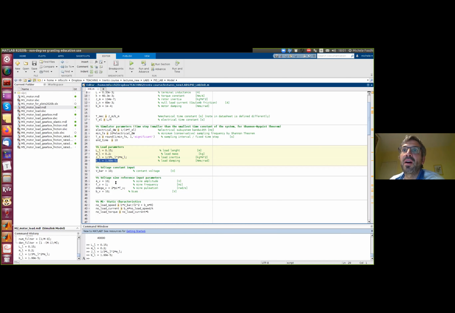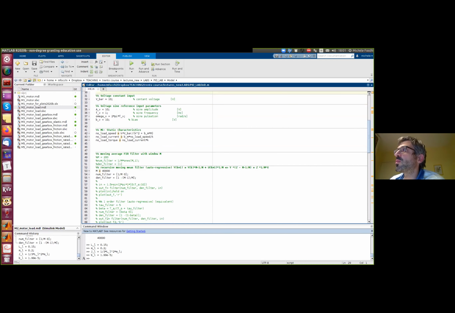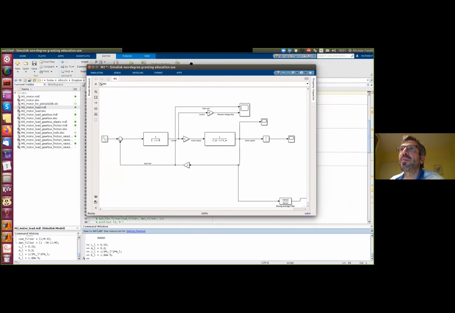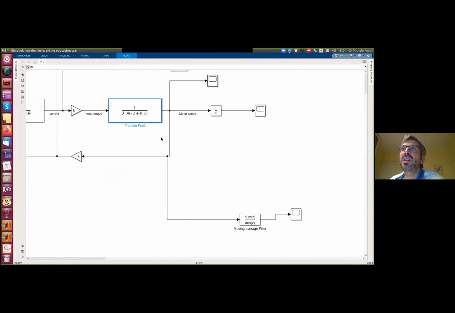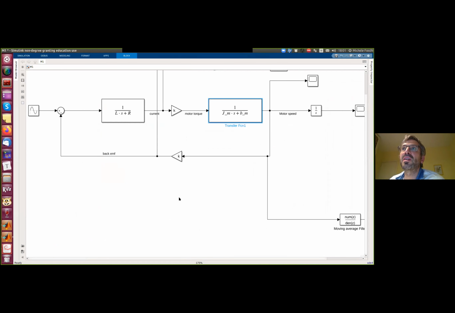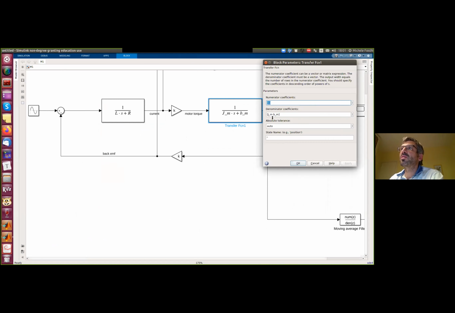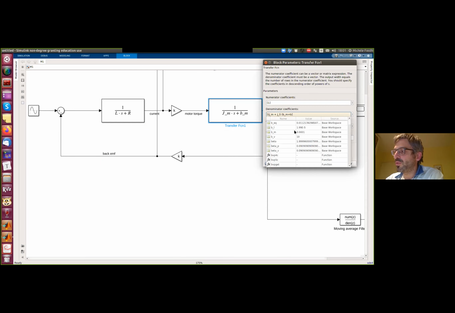So what we need to do is change the inertia, adding this load. We go into the inertia part of the mechanical dynamics and sum the load inertia, and for the friction we add the load friction.